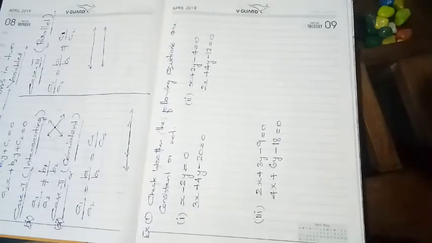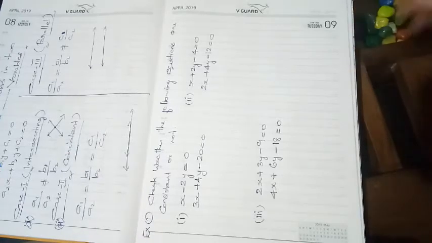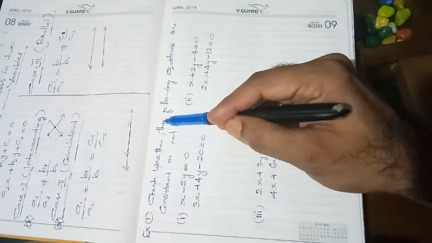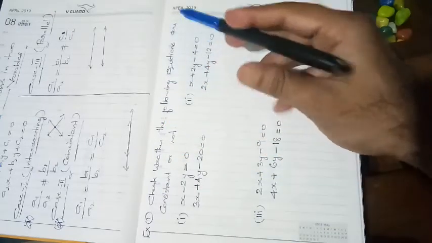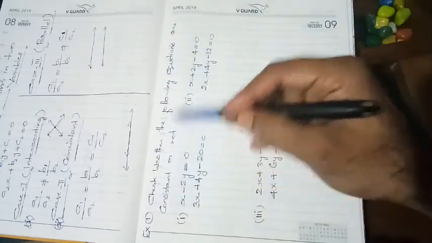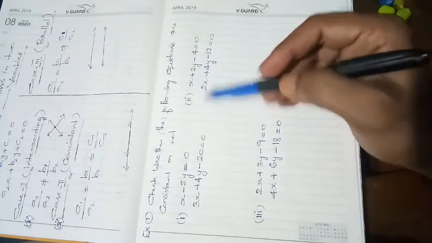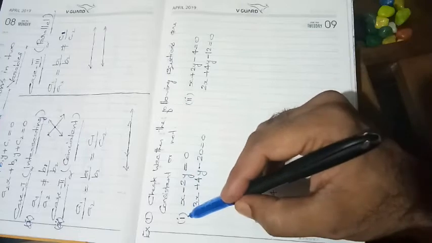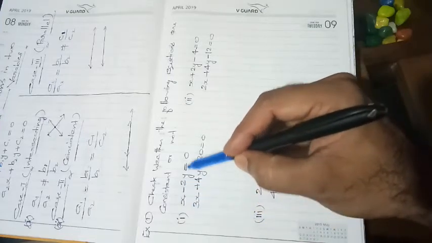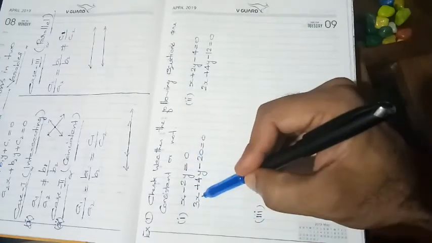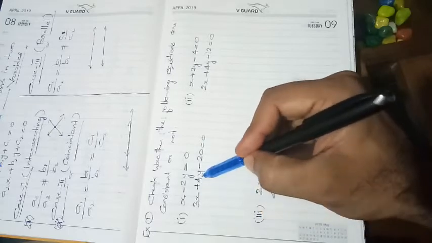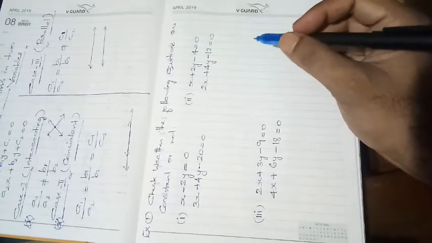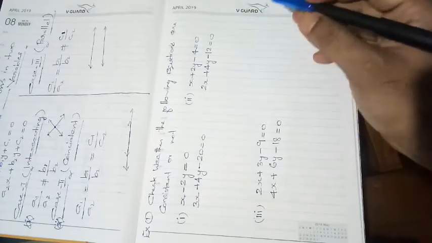Okay, dear students, we are going to consider a question. Check whether the following equations are consistent or not. There are three pairs of equations given. First one, x minus 2y equal to 0 and 3x plus 4y minus 20 equal to 0. Okay, let's check one by one.